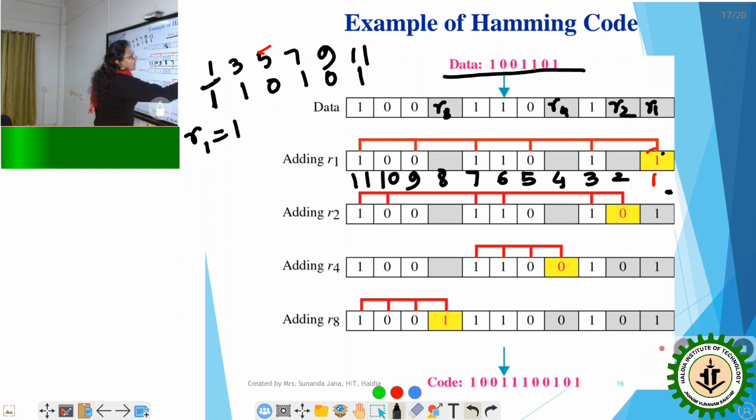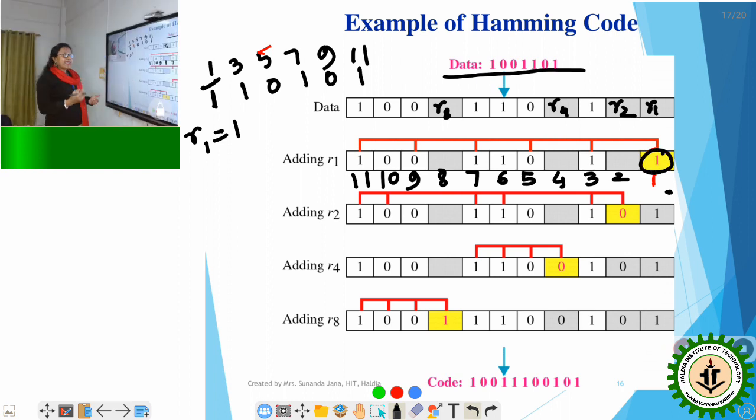You can find that the value 1 is already given here. And in the same way, we will calculate the values of R2, R4 and R8. For R2, it is obeying the rules of even parity. After counting the number of ones, the value is already even, so we will simply put 0 here. And for R4 also it is 0, because the number of ones is already even.